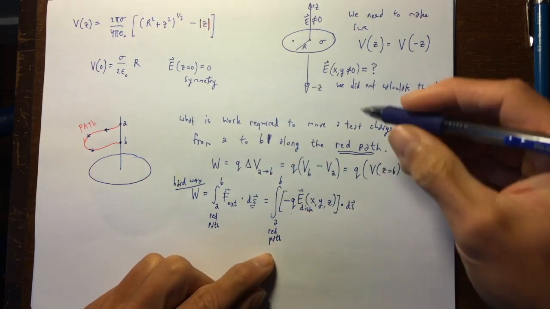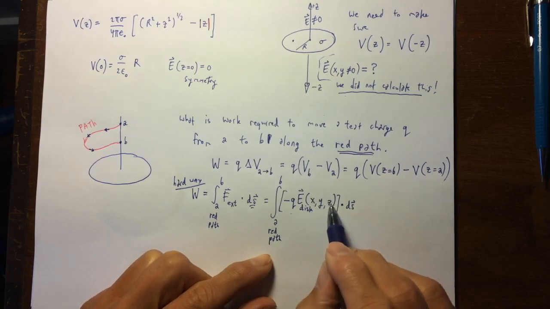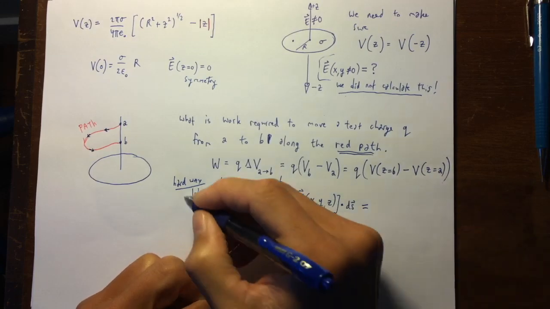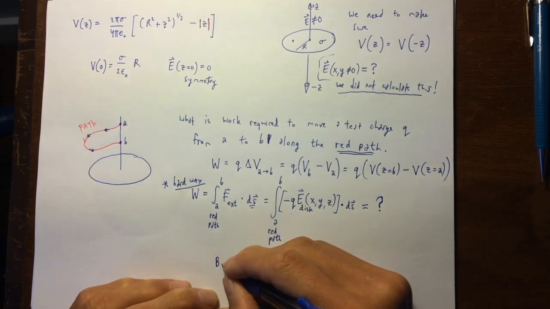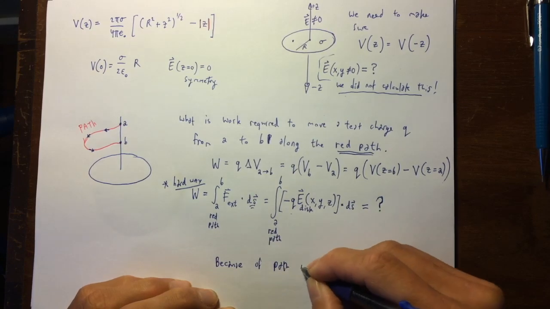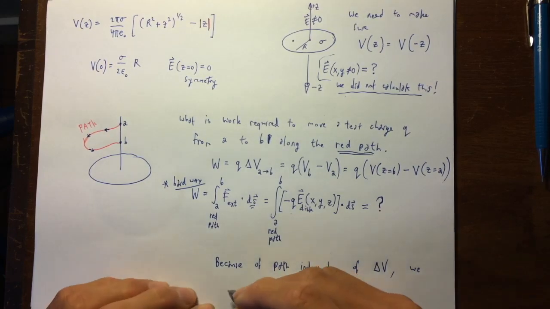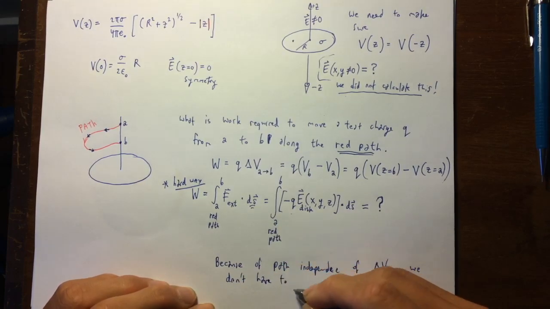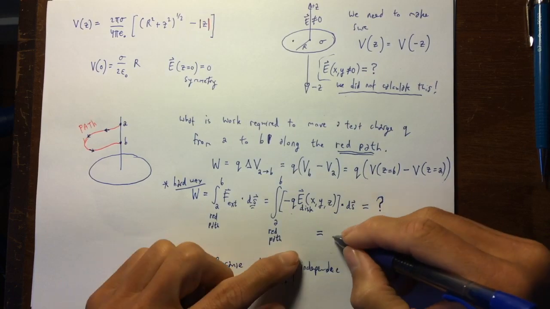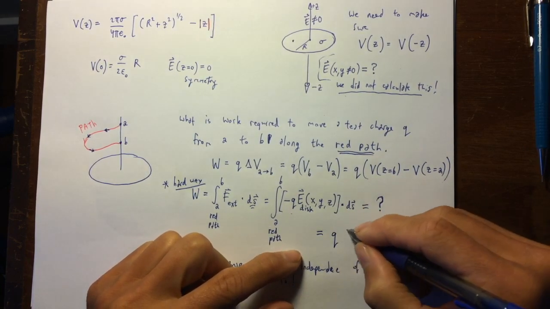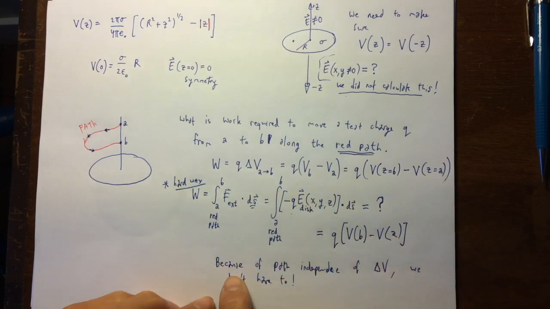So the problem is, I alluded to this up here, we don't know how to even write down the electric field as a function of x, y, z. So doing this directly, this is the hard way. We don't have enough information to do this. But because of path independence of delta V, we don't have to. We don't need to do this particular path integral. You just do this right up here. It's Q times V at B minus V at A, and we're using path independence.